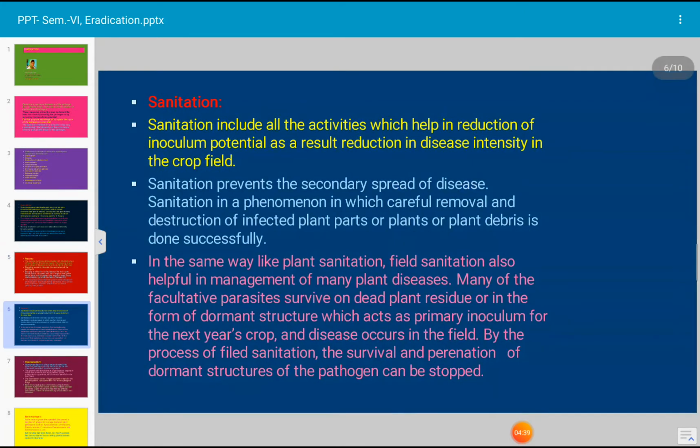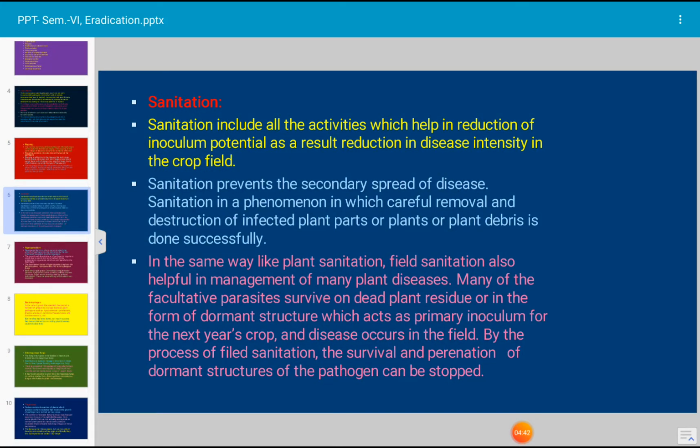Next. Sanitation is one more method used to eradicate the pathogen. Sanitation includes all the activities which help in reduction of the inoculum potential, as a result reducing disease intensity in the crop field. Sanitation prevents the secondary spread of the disease. Sanitation is a phenomenon in which careful removal and destruction of infected plant parts or plant debris is done successfully.